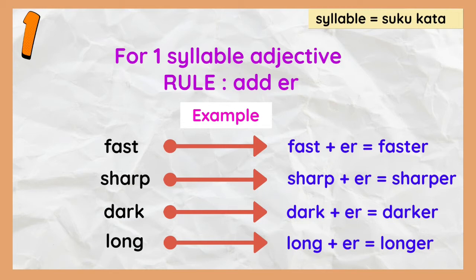First rule is, for one syllable adjective, we add er. Untuk satu suku kata adjektif, kita tambah er. For example, fast, it become faster. Sharp, it become sharper. Dark, it become darker. Long, it become longer.